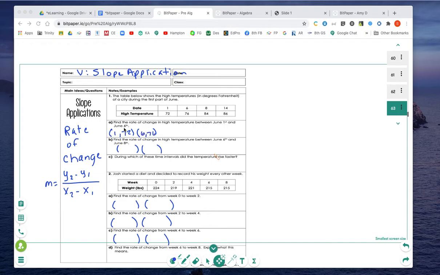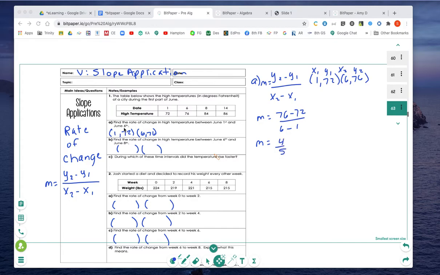76. Now what we're going to do is go ahead and write our formula. So A, M equals Y2 minus Y1 over X2 minus X1. Our ordered pairs are 1, 72 and 6, 76. X1, Y1, X2, Y2. M equals 76 minus 72 over 6 minus 1. M equals 4 over 5.